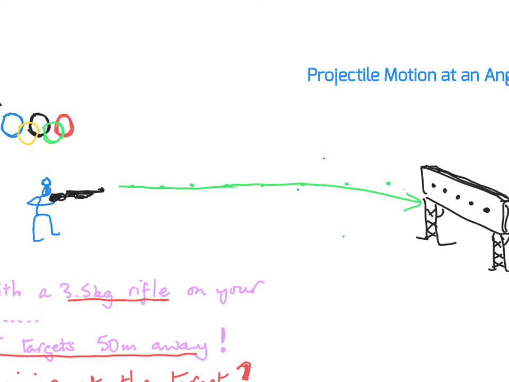Now, the question of how the athletes actually have to prepare and where they aim their rifle depends on a lot of things, namely the velocity of the bullet as it leaves the gun. But projectiles will drop, and the reason why they drop, of course, is because of acceleration due to gravity, which on Earth we say is a standard 9.81 meters per second squared.